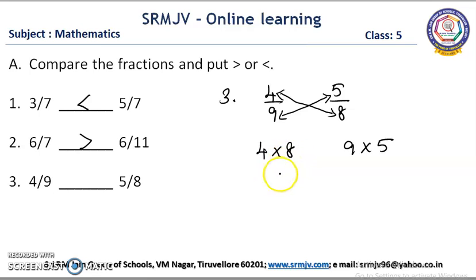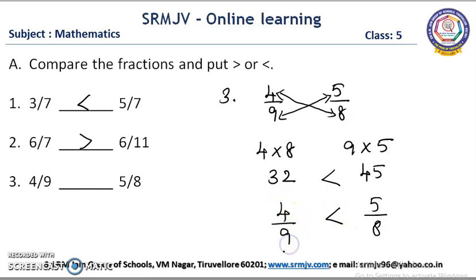Here 4 8s are 32. Here 9 5s are 45. We have to compare these two products, 32 and 45. Which is greater? 45 is greater. So the fraction 5 by 8 is greater fraction. So 4 by 9 is less than 5 by 8. 5 by 8 is a greater fraction. Can you understand, children?